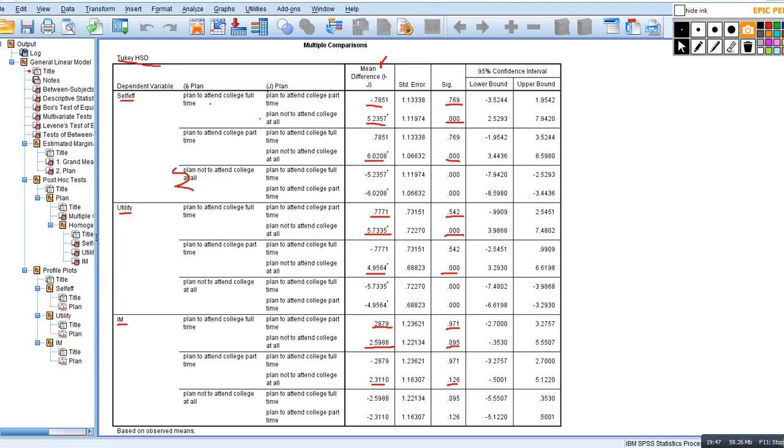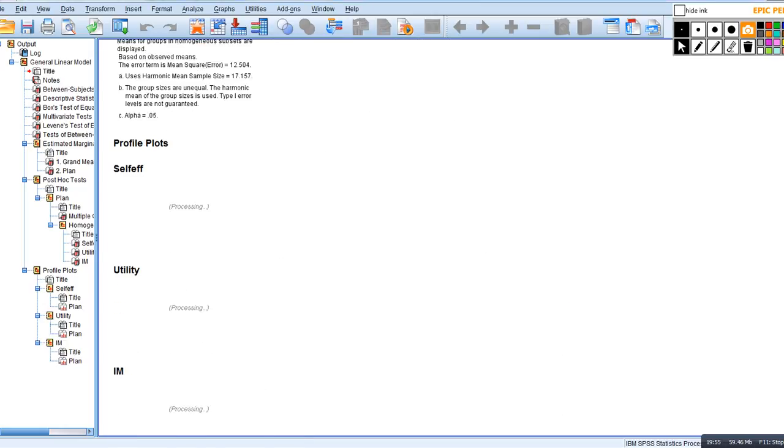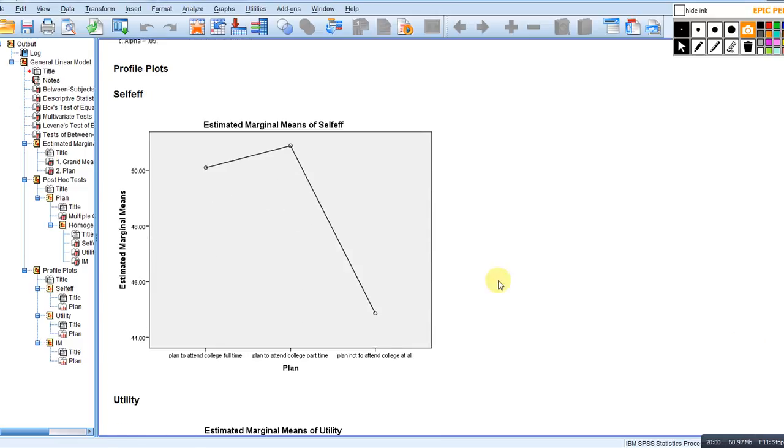Okay, so let's scroll down just a little bit more and look at the rest of the output. You'll notice that here are the profile plots that come up, which is what we had requested. So you can see the univariate means for each of our dependent variables. You can see this is that comparison. If you were going back and looking at that Tukey's post hoc analysis, this was the non-significant difference here, but the differences between the plan to attend college full-time and plan to attend part-time, those comparisons with the plan not to attend, you can see that these are substantially different.